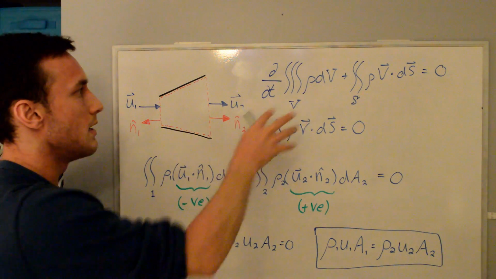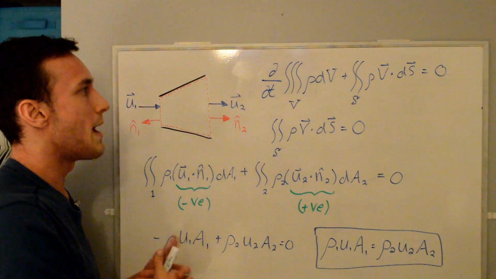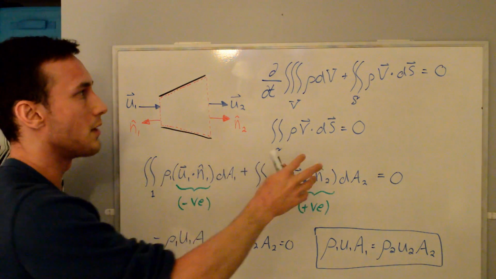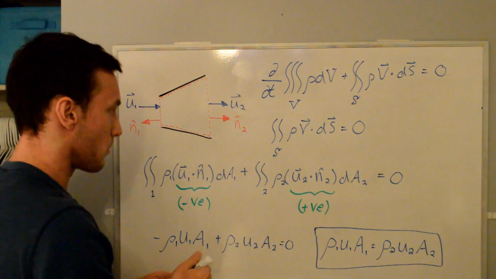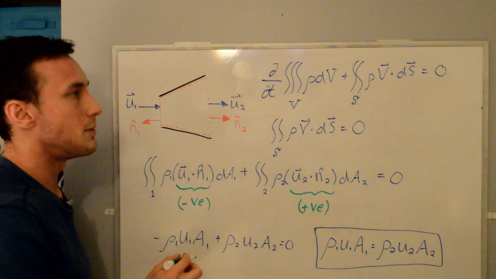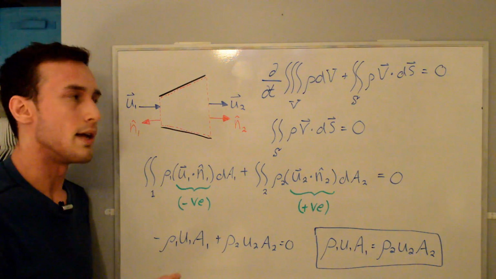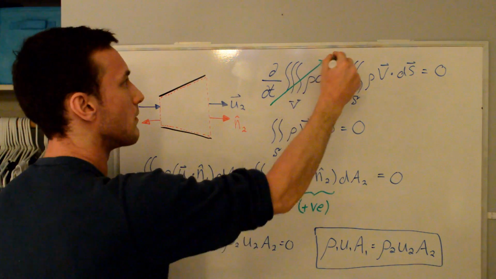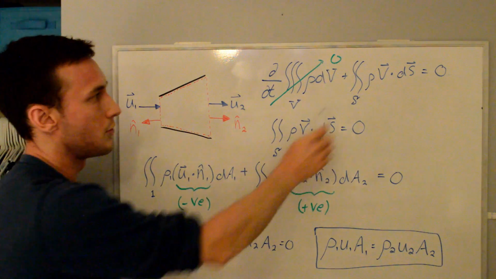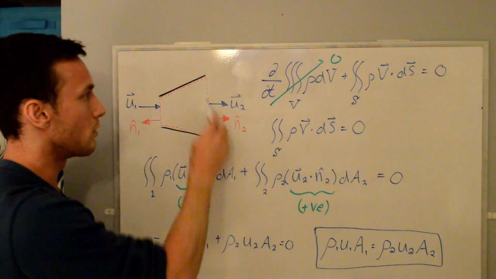And so it's saying that the time rate of change of mass in the control volume, if it's increasing, is balanced by this inflow and outflow. So we don't have to worry about the time rate of change because we're assuming a steady flow. In this case, we're saying that all the mass that's coming in is leaving. So we can get rid of this, say that's 0, and we're left with just this term here, which is the integral over the surfaces.